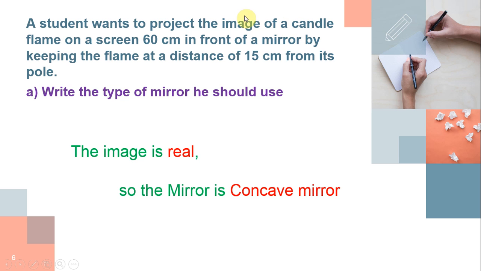Here the image of a candle flame is on a screen 60 cm in front of the mirror, so that image is formed on the screen. So the image is real. So the mirror is a concave mirror, because the convex mirror always gives a virtual and erect image. Concave mirror only can have a real and inverted image. So the type of the mirror is concave mirror.